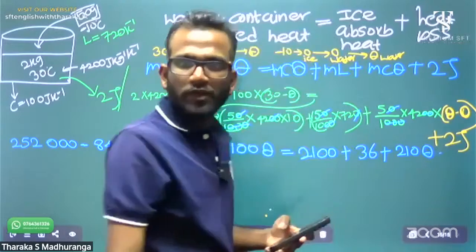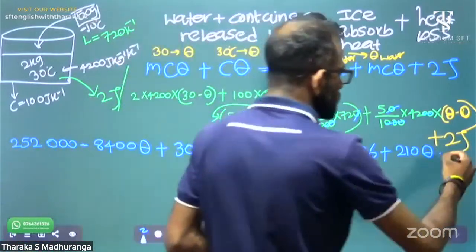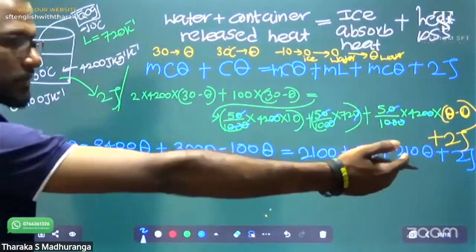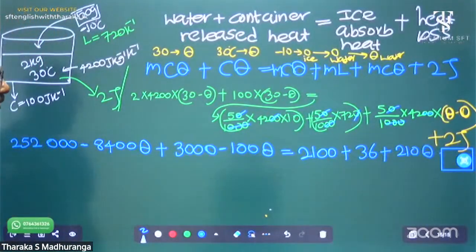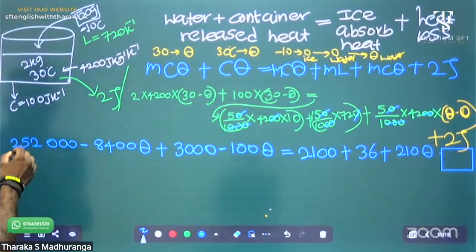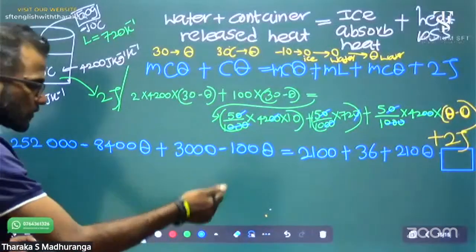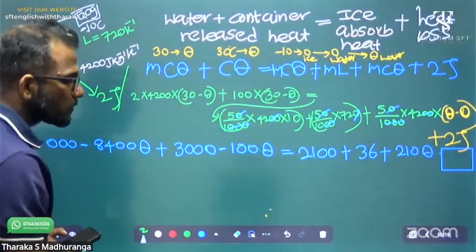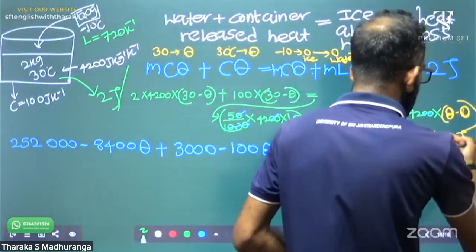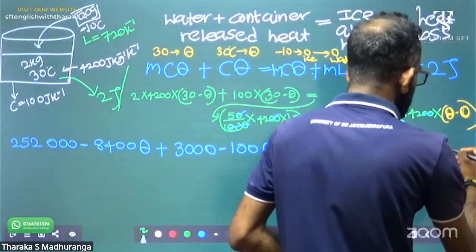210 into 0 again 0, plus 2 joules. This is the calculation. Then what to do? 252,000. Same very simple calculation. Sorry, finally it is plus 2 joules.